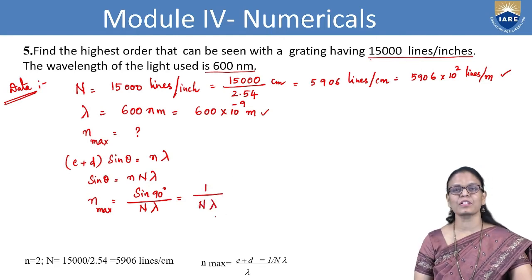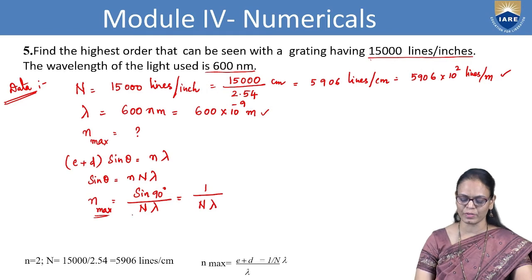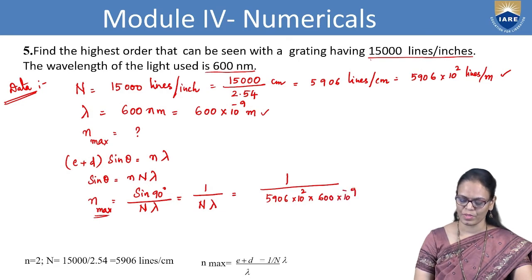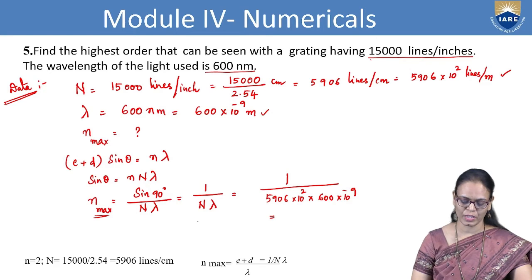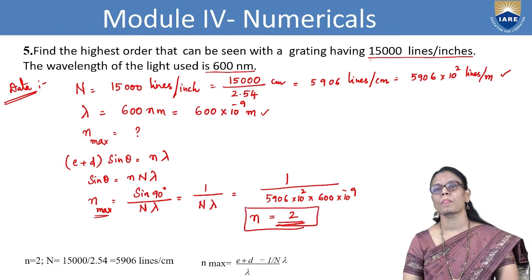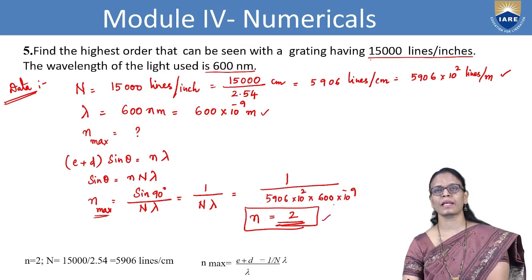So you see how the equation is getting modified because we are finding maxima. So it will be normal incidence. So sine 90 upon capital N into lambda. So 1 upon what is capital N, we got 5906 into 10 power 2 into lambda 600 into 10 power minus 9. So what we get is approximately 2. So n maximum is equal to the number of lines. The order that we can see is maximum is second order.